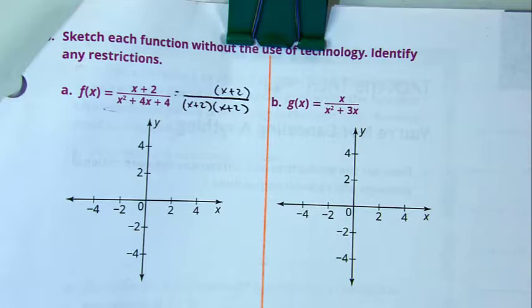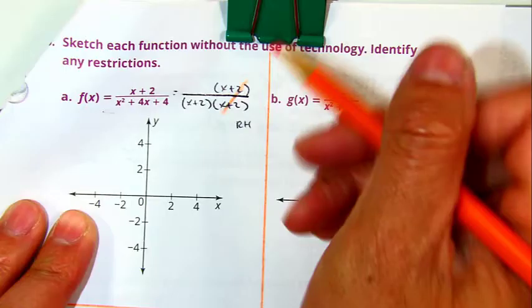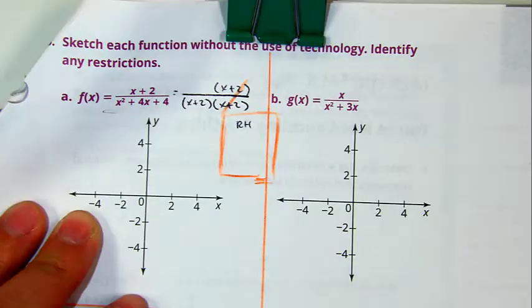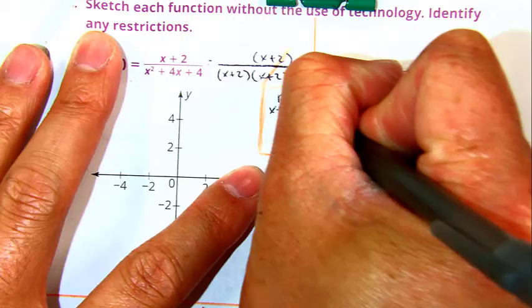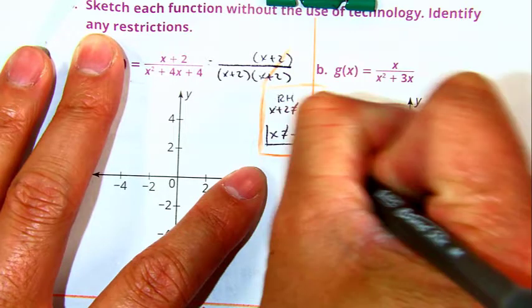Alright, what do we do from here, Carla? The removable hole? Correct. Cancel those out. What do I write in this orange box? Good. So if I have a graph at that point, it's going to be a removable hole.